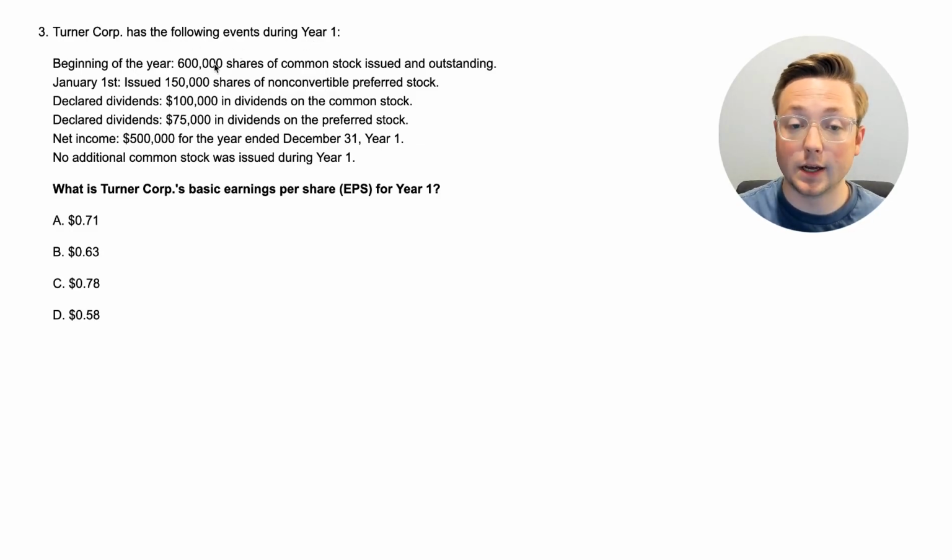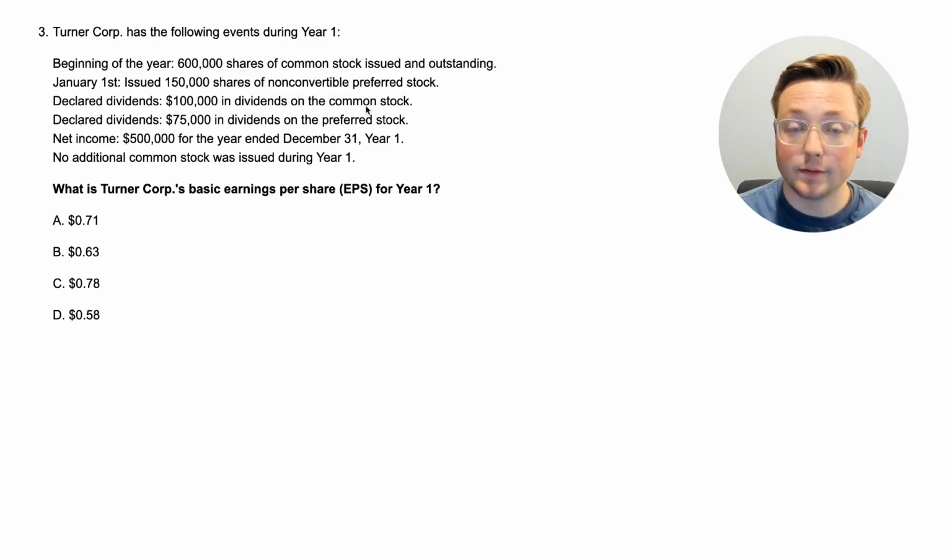Beginning of the year, 600,000 shares. January 1st, issued 150,000 shares of non-convertible preferred stock. Declared dividends, $100,000 dividends for common stock, and they also declared $75,000 dividends on preferred stock. Then they had net income of $500,000 for the year, and then they did not issue any additional common stock.